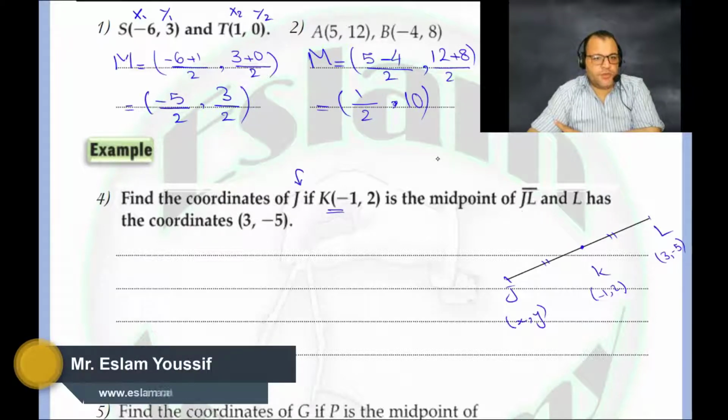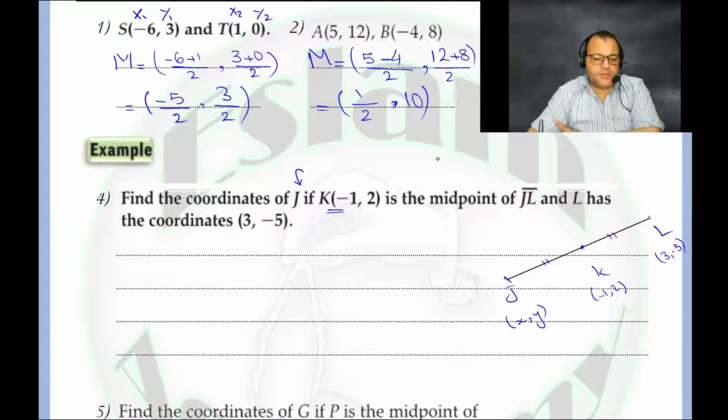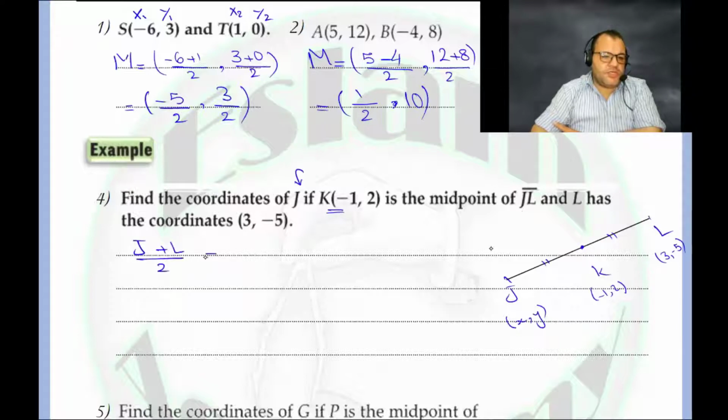So how can we solve this one? Think about how we solve it. Can you find the relation between J, K, and L? What is the formula that we know? K is in between them, and it's the midpoint, so suppose that J plus L divided by 2 is equal to K. Is that right? Yes. That is the formula that we know.